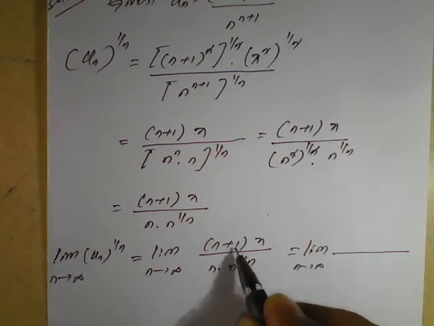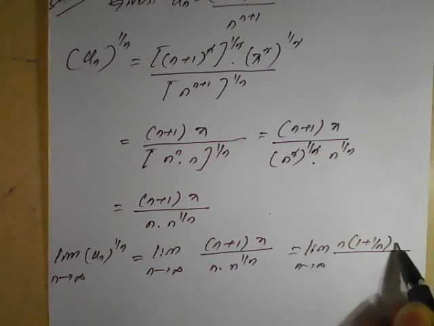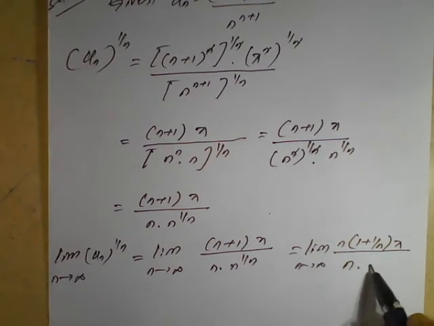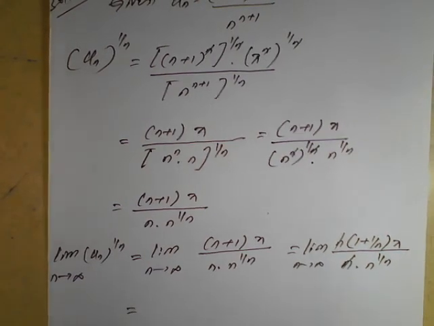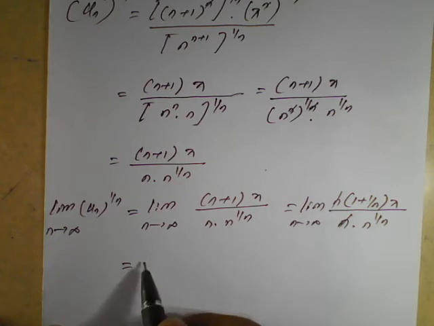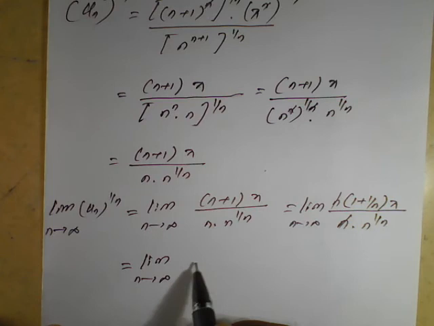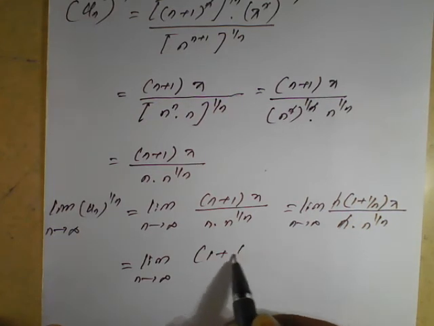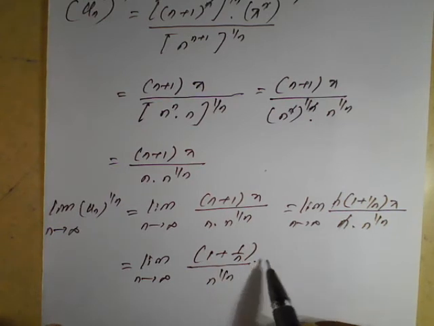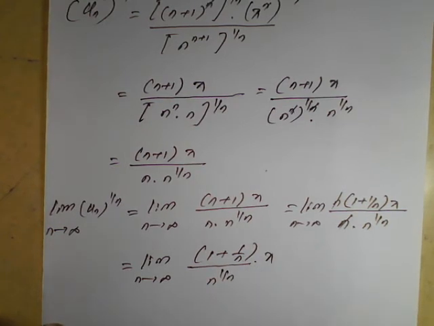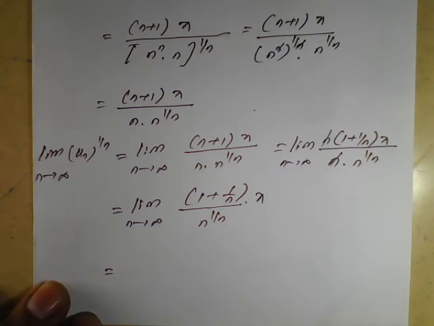So in the numerator, if I take n common, what is left here? n into (1 plus 1 upon n) into x as it is. So n into n raised to 1 upon n as it is. n cancels. So the left part is limit as n tends to infinity of (1 plus 1 upon n) into x divided by n raised to 1 upon n. Now I want to separate the limit for both the numerator and denominator.